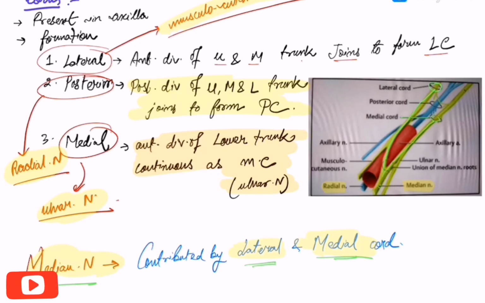Now we can appreciate the posterior cord of the brachial plexus, with the radial nerve. This is the posterior cord of the brachial plexus. Other nerves are the lower subscapular, thoracodorsal, upper subscapular nerve, long thoracic, and the latissimus dorsi muscle. This is the anterior view.